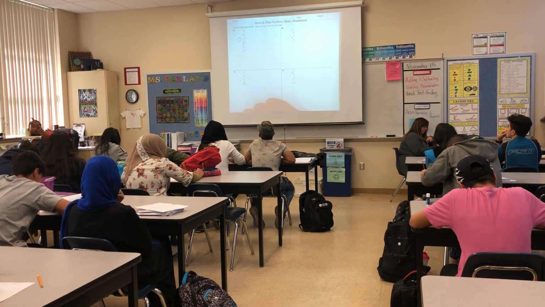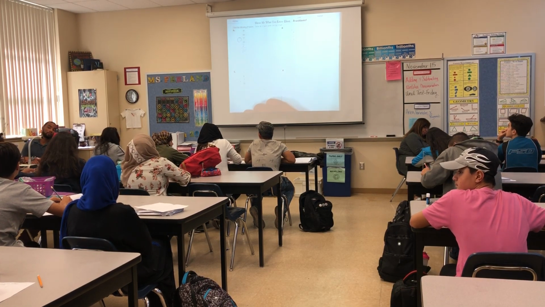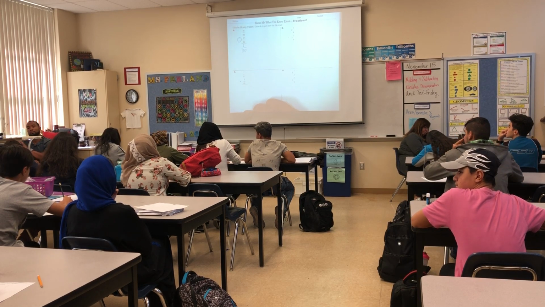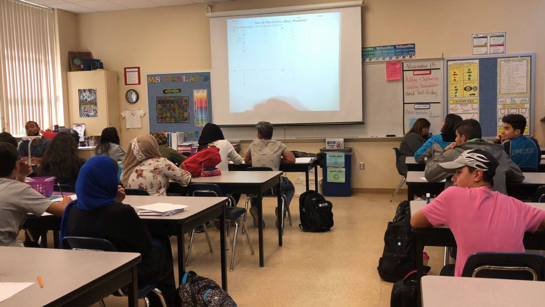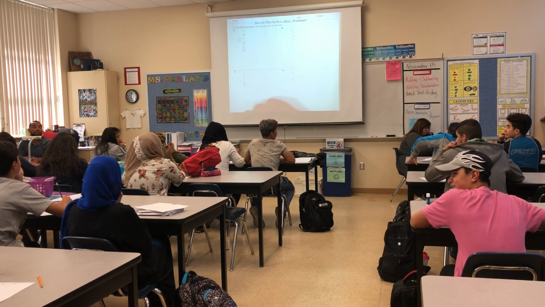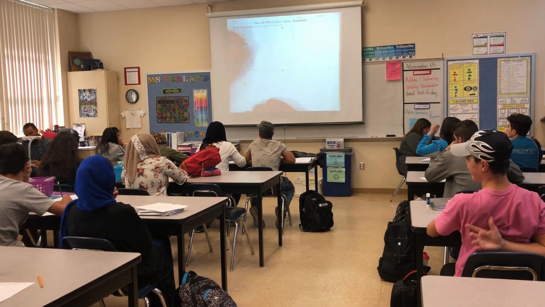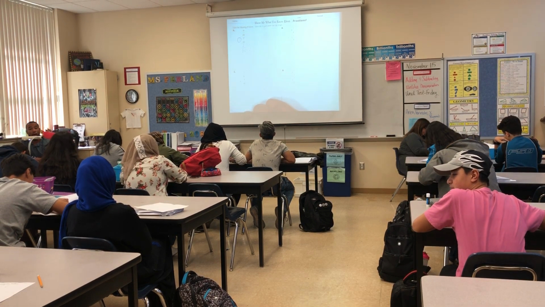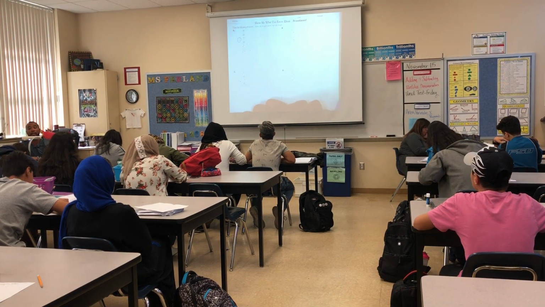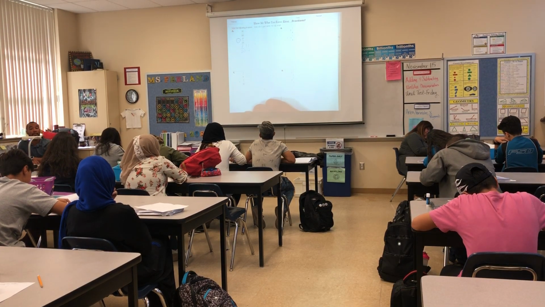No. Why am I not done? The answer is 1 over 10. Why is it 1 over 10? We divide both by 2. We divide the top and the bottom by 2. 2 divided by 2 is 1. 20 divided by 2 is 10. Now are we finished? Yes.